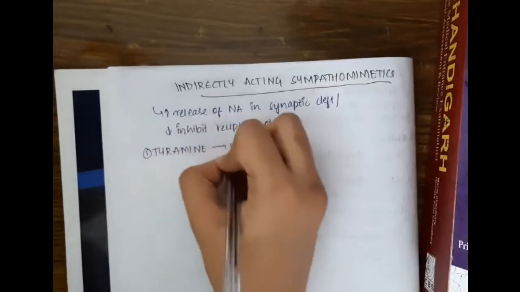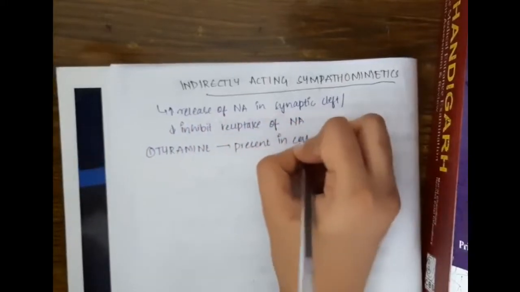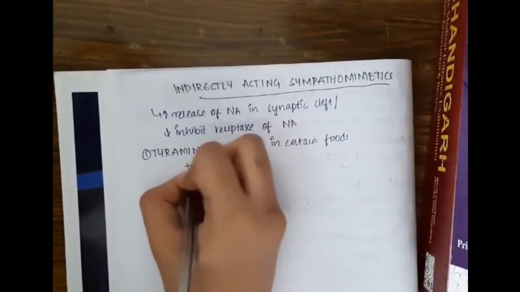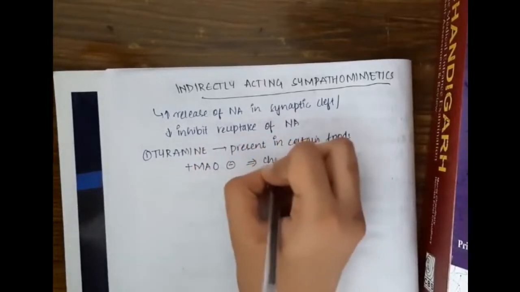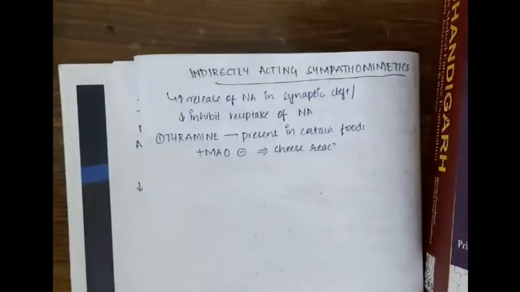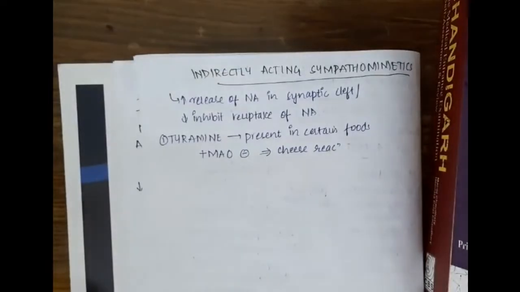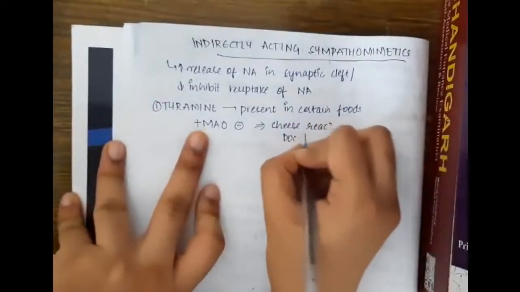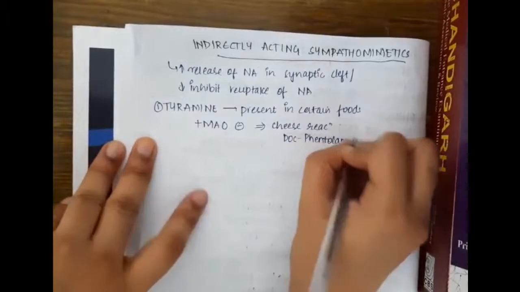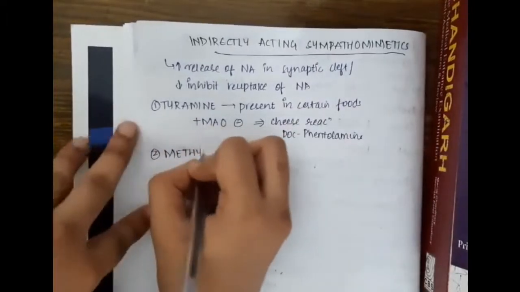First drug is Tyramine. Tyramine is present in certain foods. So Tyramine combines with monoamine oxidase inhibitors and it can result in the cheese reaction. The drug of choice for the cheese reaction is phentolamine.